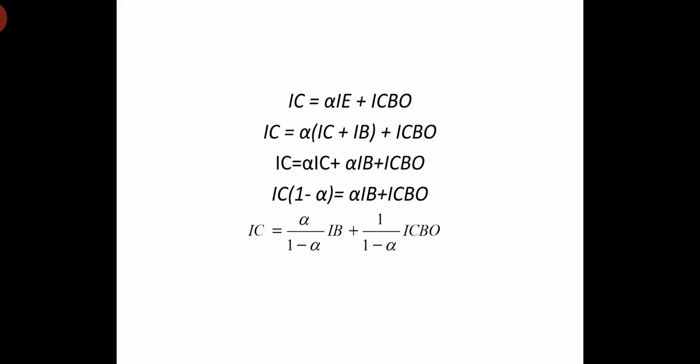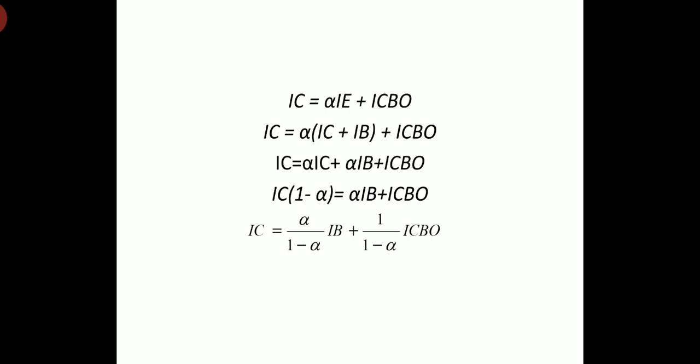So if I rearrange this equation, I will get IC equal to alpha by 1 minus alpha into IB plus 1 by 1 minus alpha into ICBO. Here ICBO is reverse saturation current. So even when IB equal to 0, input current is 0, what will happen? IC equal to alpha by 1 minus alpha into 0, so the first term becomes 0. So IC equal to 1 by 1 minus alpha into ICBO will remain here.